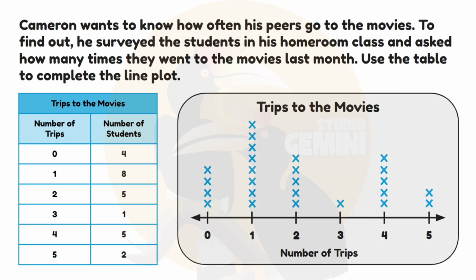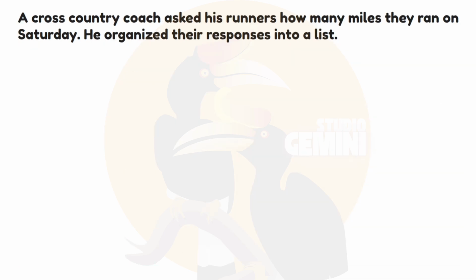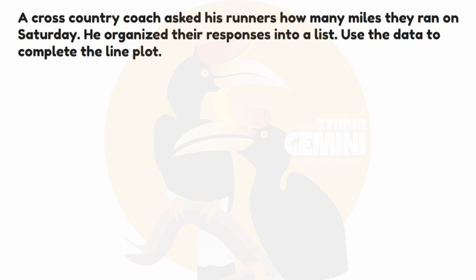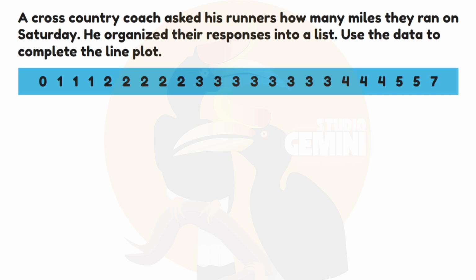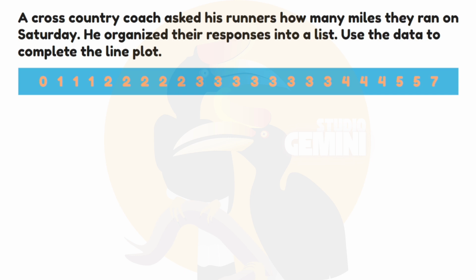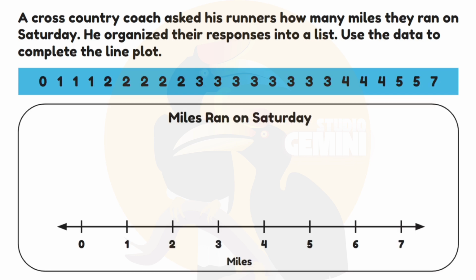Fantastic! Let's try completing another one using a new set of data. A cross-country coach asked his runners how many miles they ran on Saturday. He organized their responses into a list. Use the data to complete the line plot. Here is our data. It is organized into an ordered list since the numbers go in order from least to greatest. And here is the line plot that we will need to complete. Each X placed on our line plot will represent 1 runner.